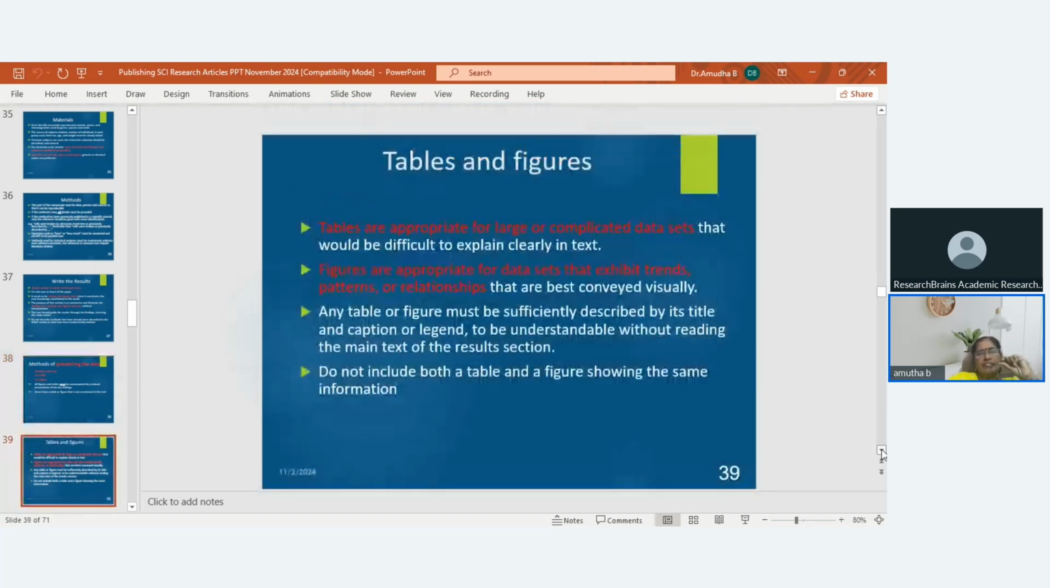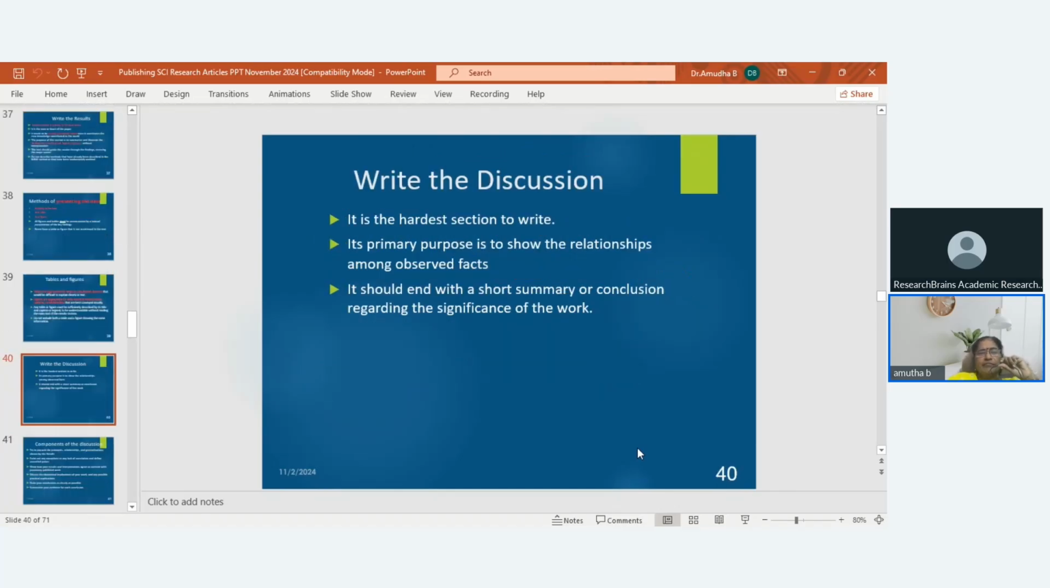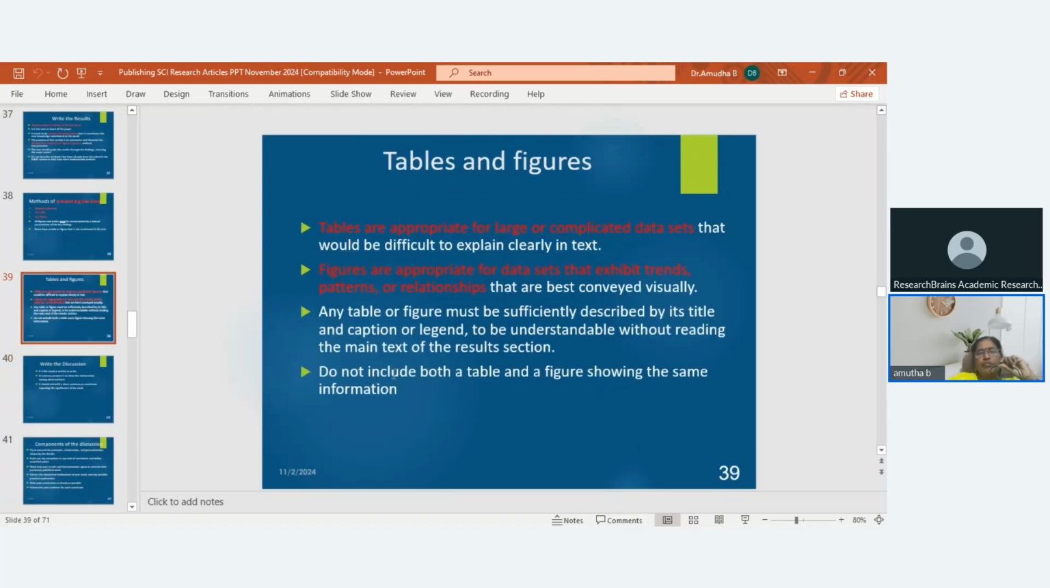Tables and figures: I said tables are on top, figures at the bottom. You have to convey it properly. Any table must be represented properly with the number of columns and the number of rows. And one more important thing is do not include both the table and the figure showing the same information. It has to show different information.